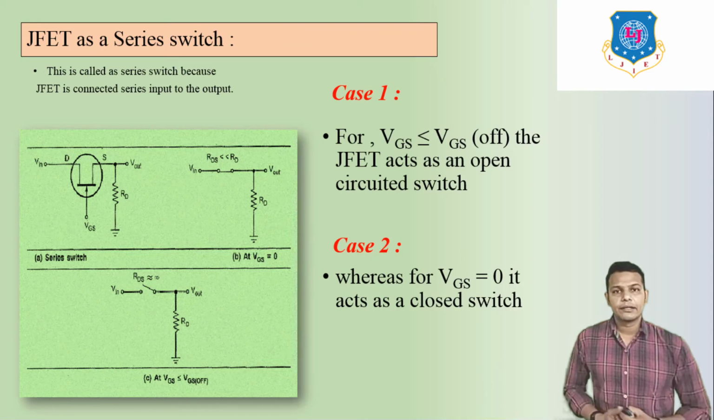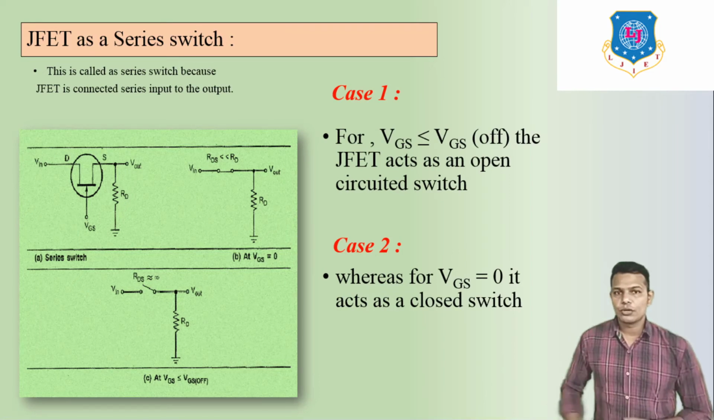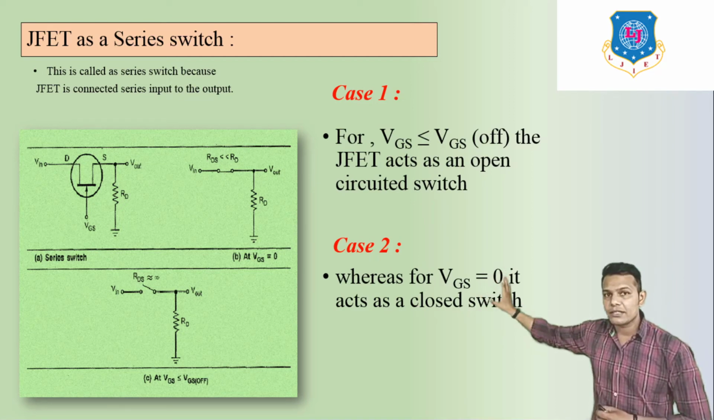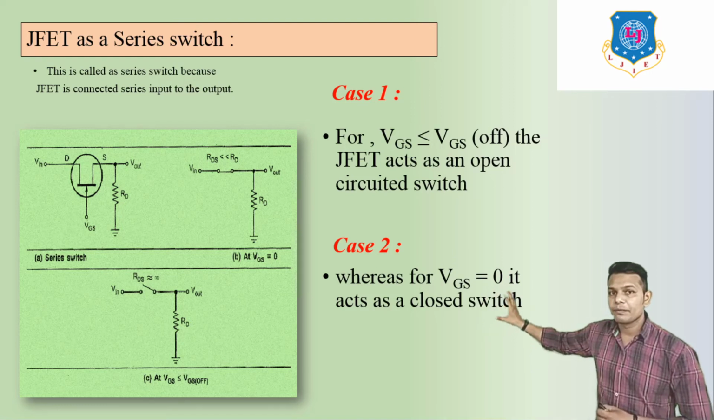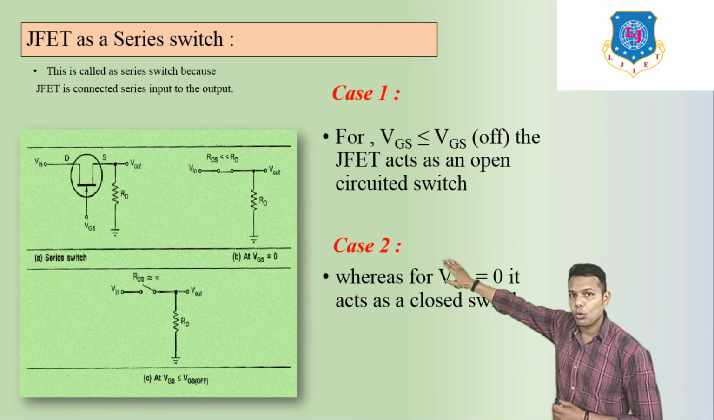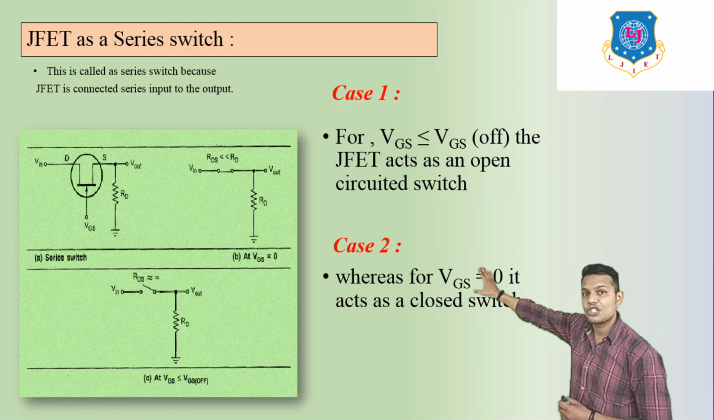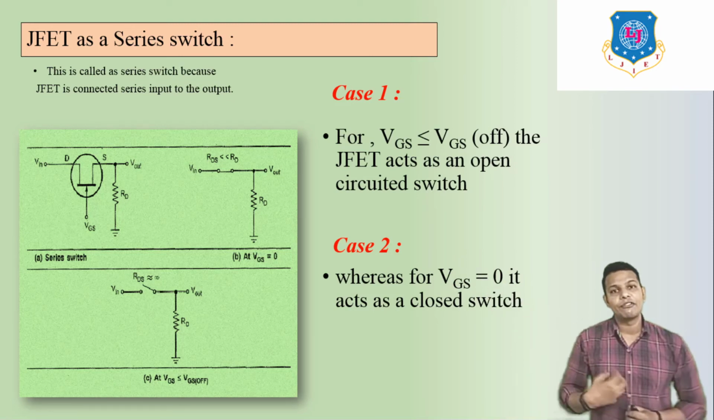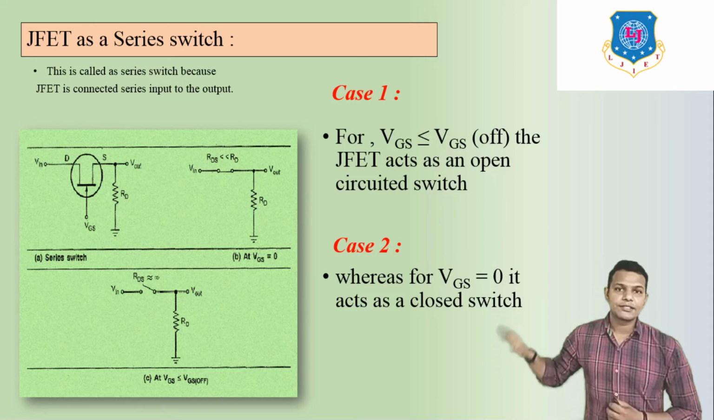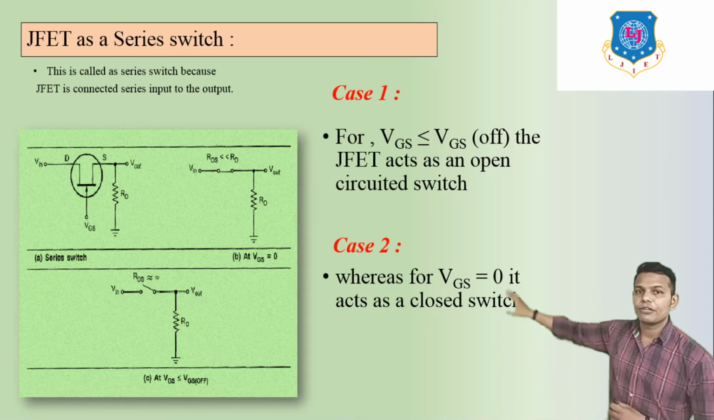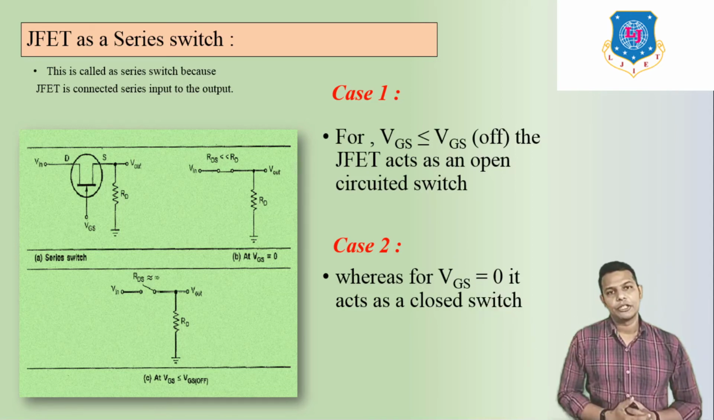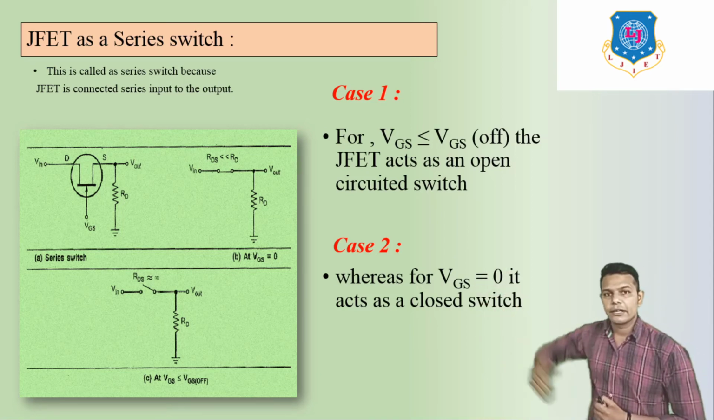Now we can connect the JFET as a series switch. In this circuit diagram it is called a series switch because the JFET is connected in between input and output. So between Vi and Vo there is a JFET symbol. That means it is connected in series, which is why it is known as a series switch. Here, if we connect it as a series switch, we have to place a resistor across the output voltage, as we can see in the circuit diagram.